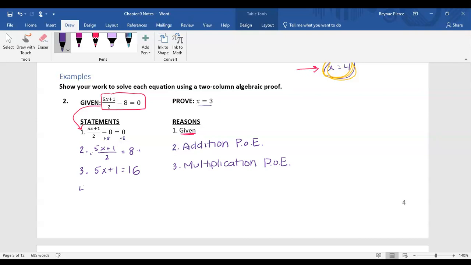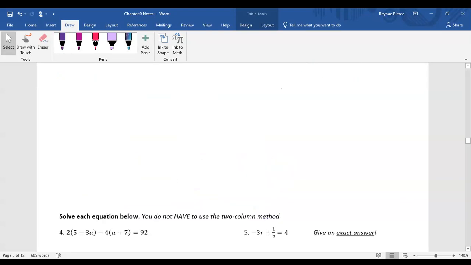Next, I'm going to go ahead and subtract 1 from both sides. That's my subtraction property of equality. I'm left with 5x equals 15. And last but not least, to get x equals 3, I use that division property of equality. So again, nothing is changing how I'm solving this. I'm just showing my work in a different way.